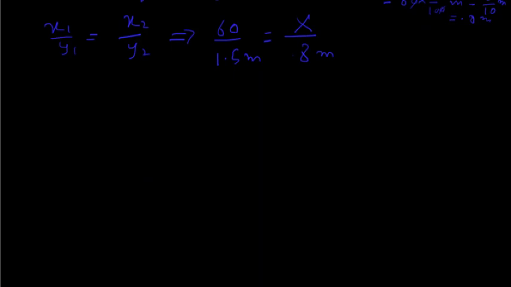So let me multiply this 0.8 to both sides of the equality. So X times 0.8 meter multiplied by 0.8 meter is equal to 1.5 meter into 0.8 meter. So multiplying this 0.8 meter to both sides of this equality, this is going to be cancelled with this one, and this m will cancel with this one, and let's do some more calculation.